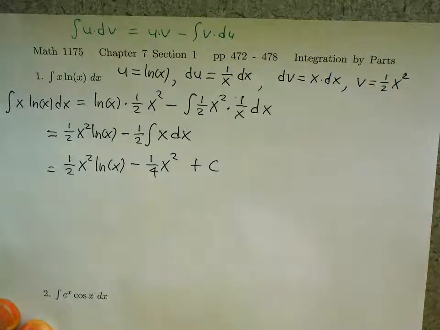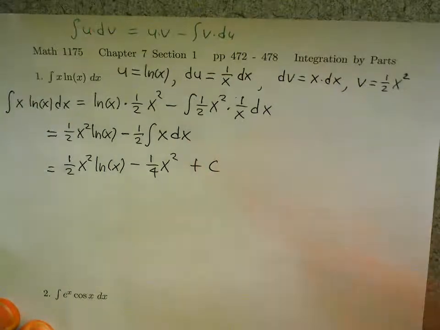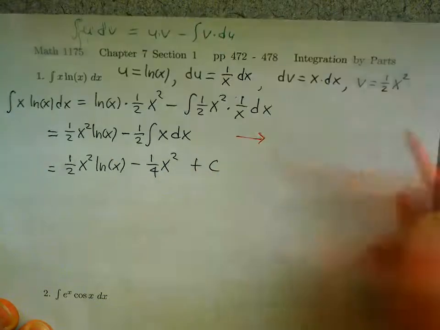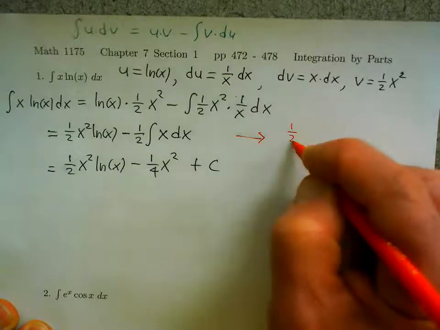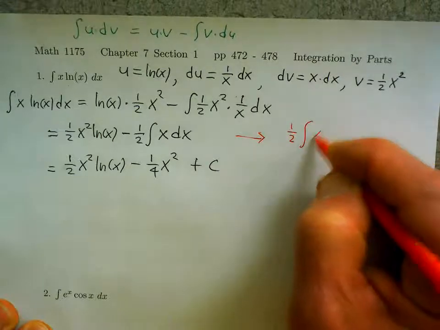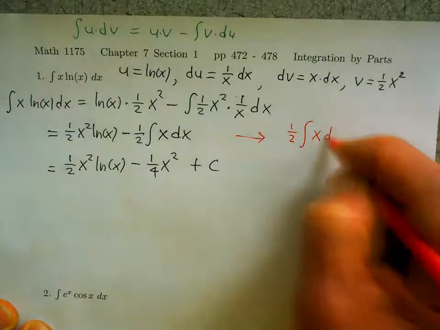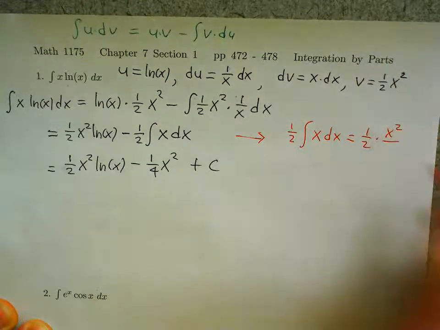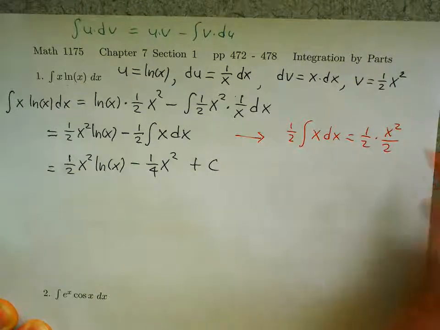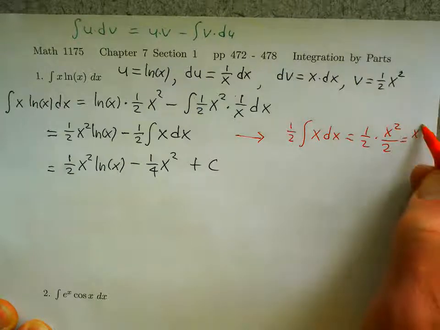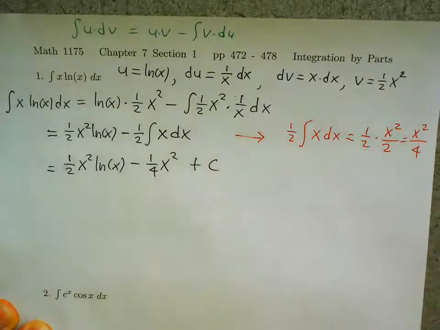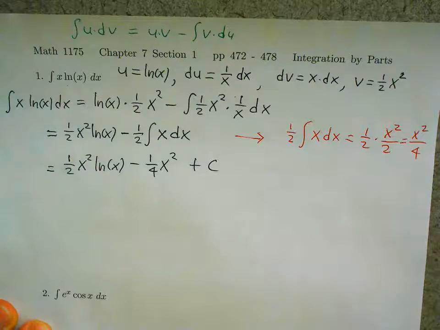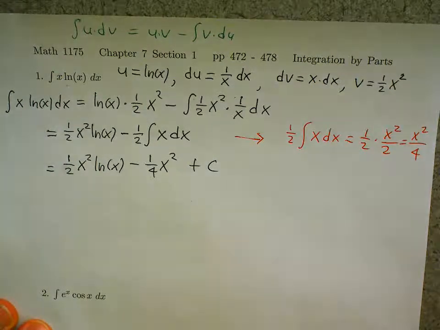So I skipped a step. We can look at that here. If we just isolate 1/2 times the indefinite integral of x dx, this is 1/2 times x to the second over 2 plus a constant, which is x to the second over 4. See that? See how that works? Okay, so this is our result for that one.